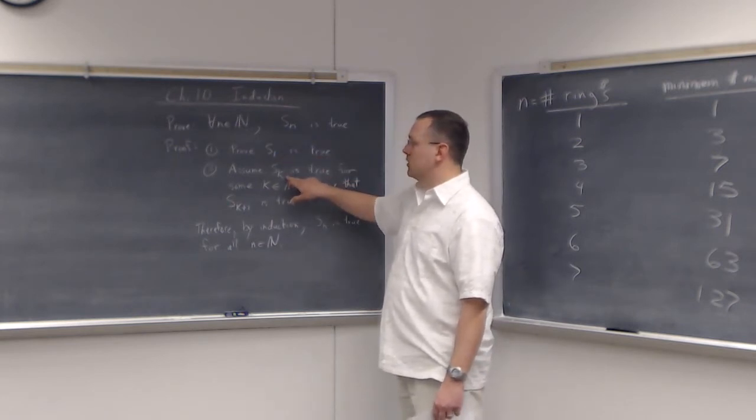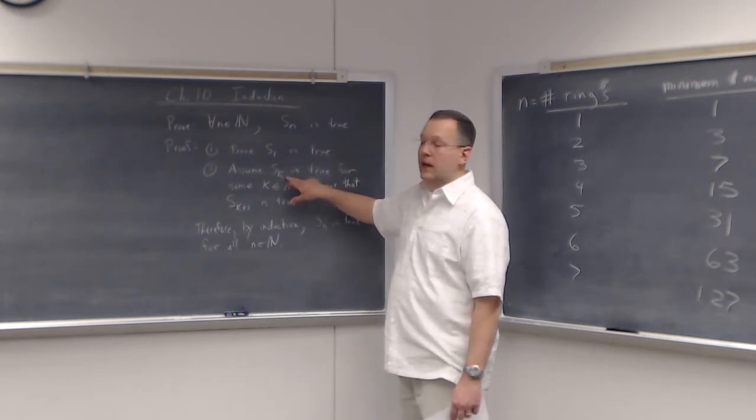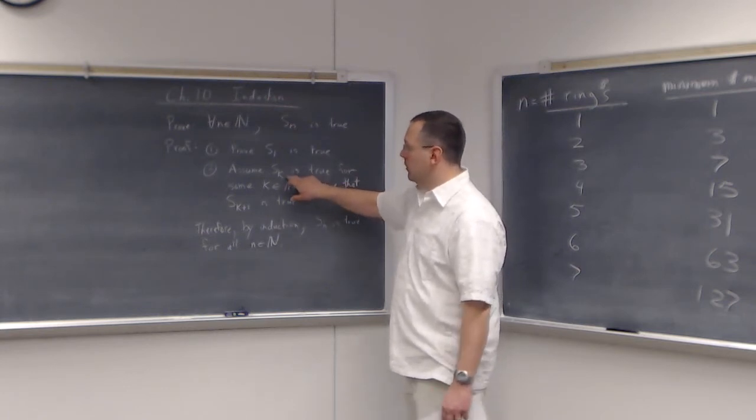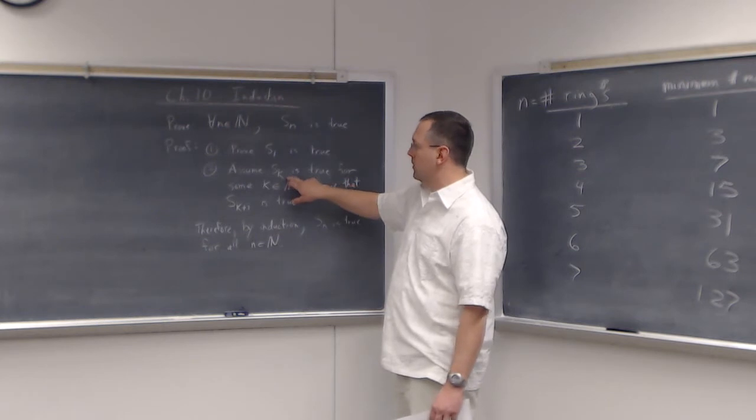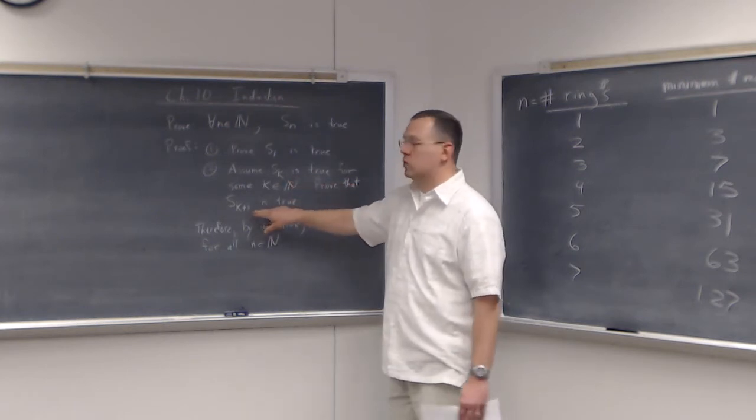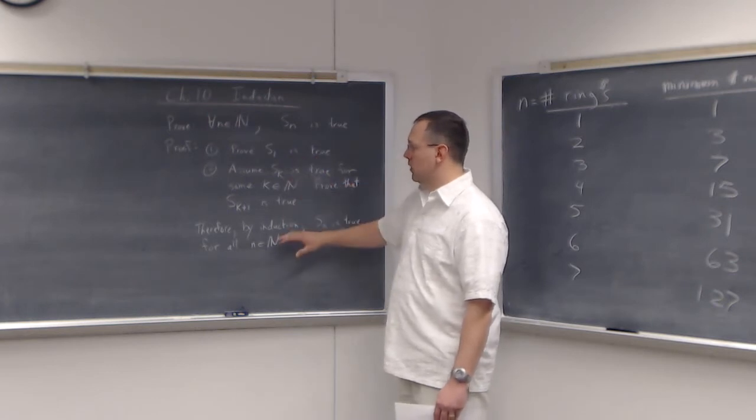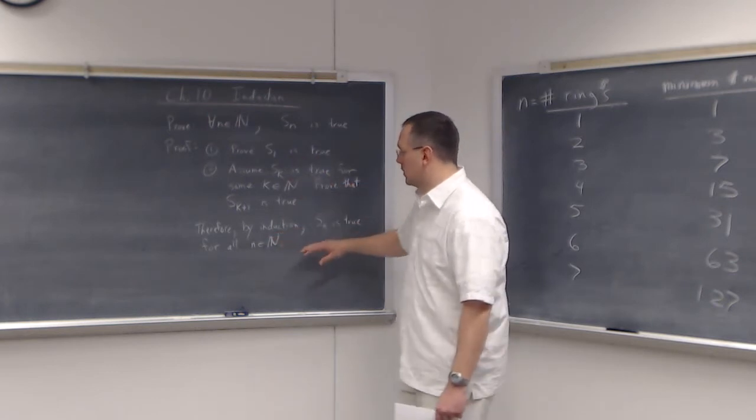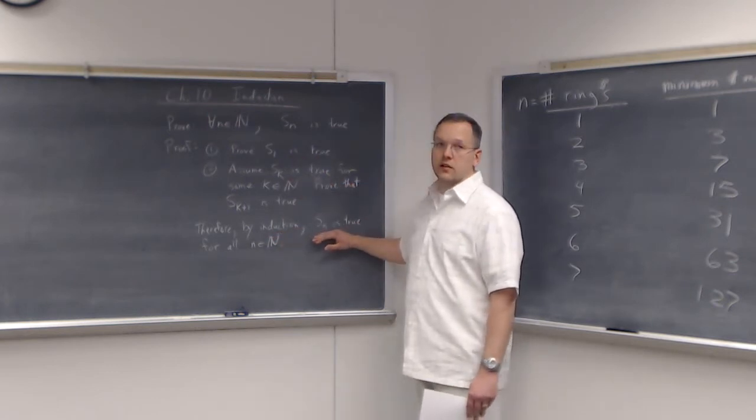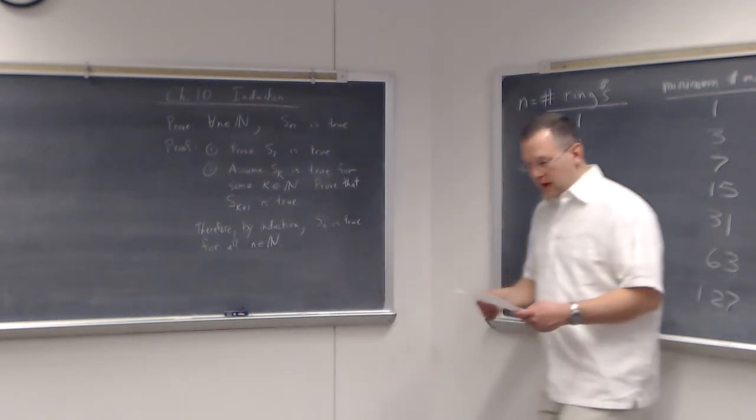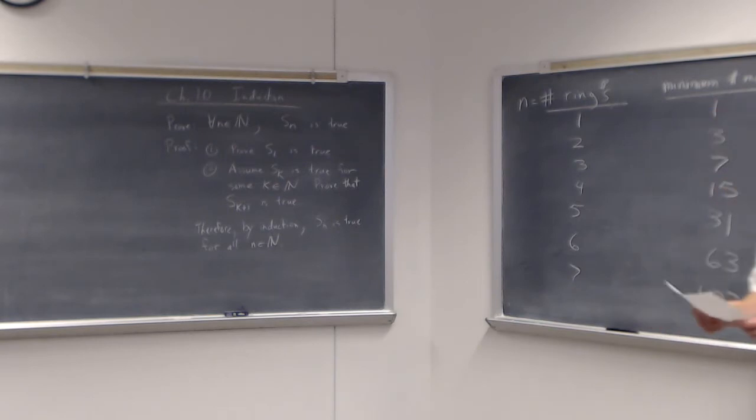You assume the statement is true for some natural number k, so Sk is true, and prove, using this assumption, this inductive hypothesis, that Sk plus 1 is true. Combining these two steps, you can therefore conclude by induction that all the statements Sn are true. Okay? So we investigated this problem of the Tower of Hanoi.